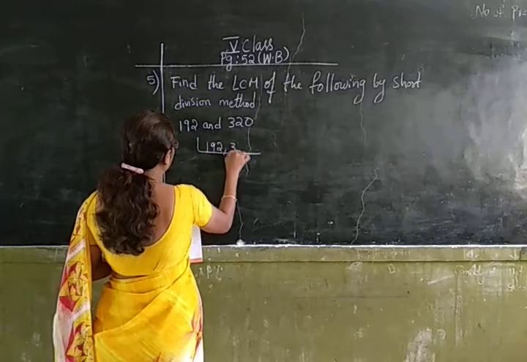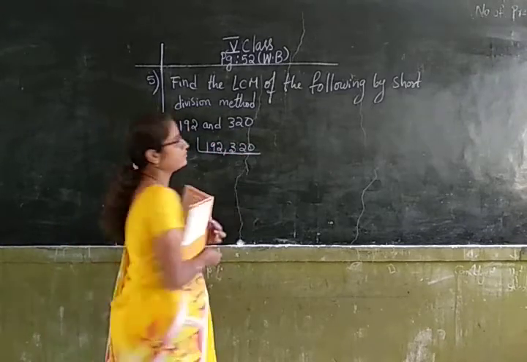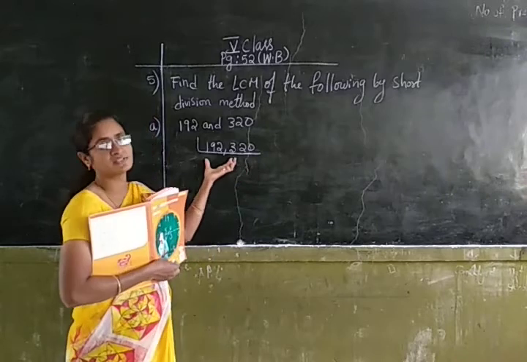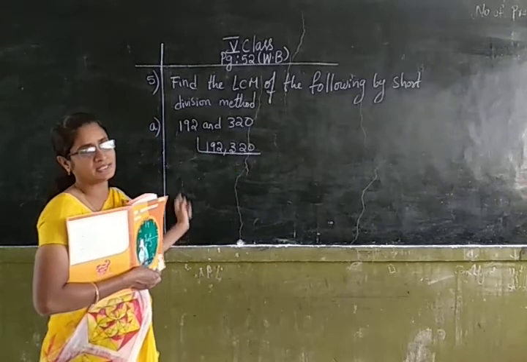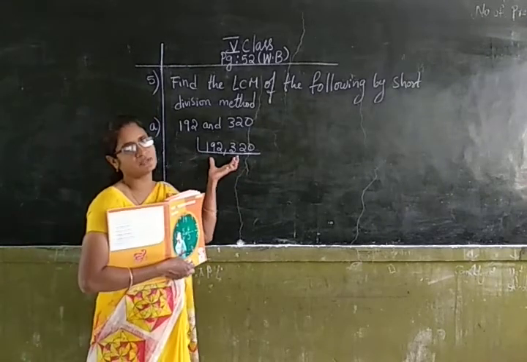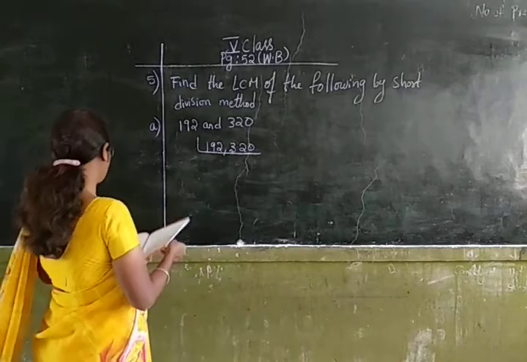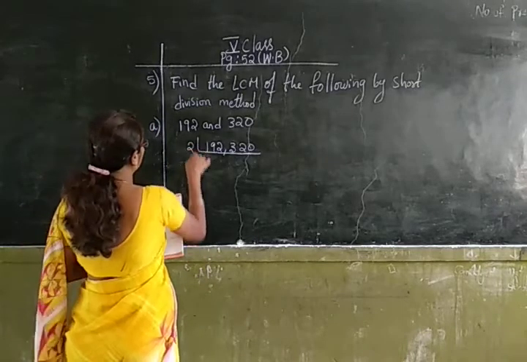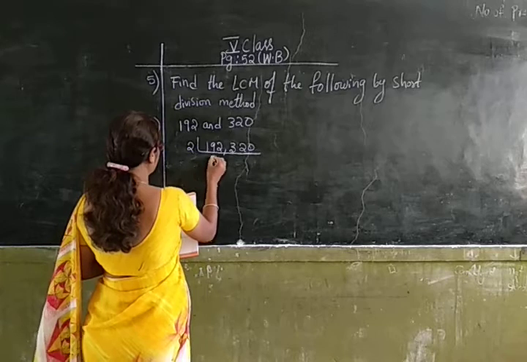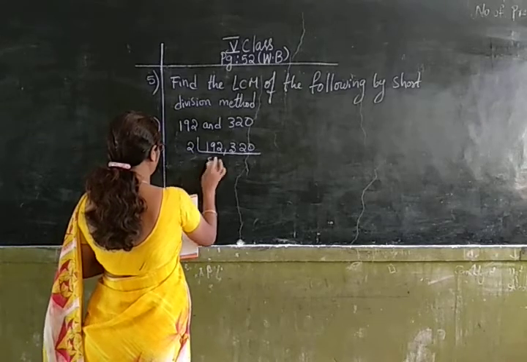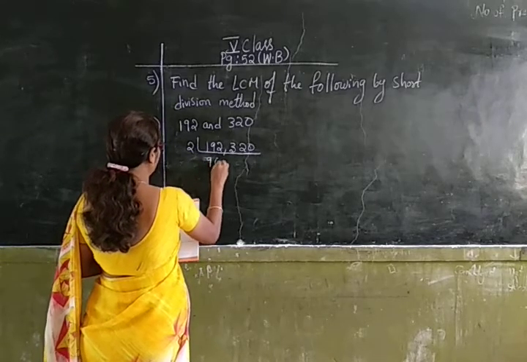Short division method means you have to do the division for both the numbers at a time. Okay children. So let us take 2 table. 2 goes in 192 96 times and in 320 160 times.